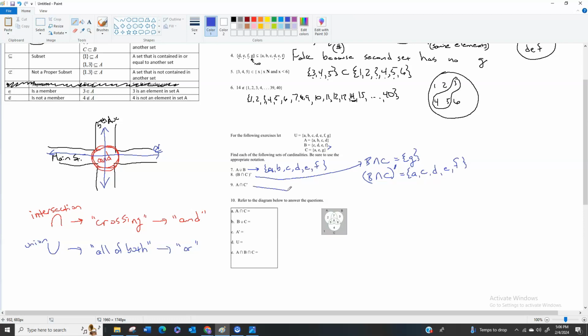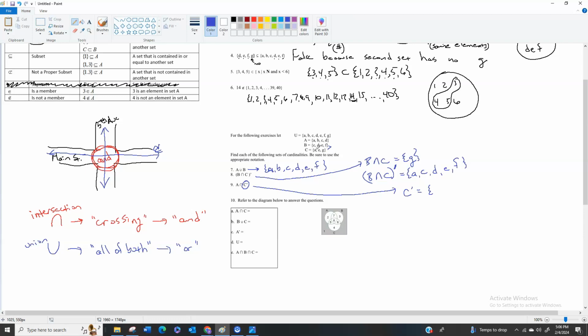Okay, now this one we have to do in a different order because this one doesn't have the parentheses around it. It just has the not on the C part. So we have to figure out what not C is first. So not C would be anything that's in the union, like the whole set, everything available, but is not in C.